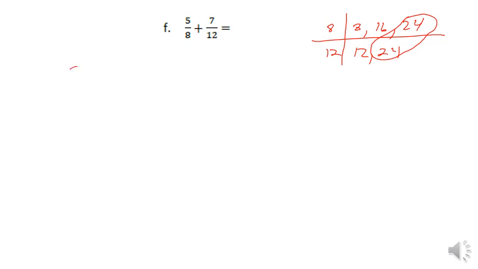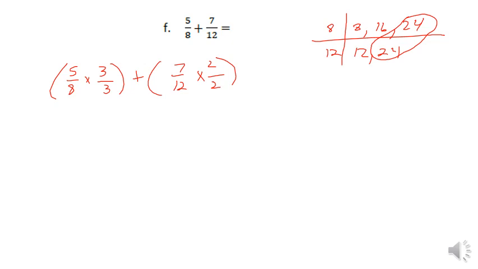So I'm going to start over here and go 5 8s. And now I have to multiply 8 times 3 to get 24. So that's what I'm going to do to change that equivalent. Then I have 7 12ths, and I know I have to multiply that by 2 to get 24. So multiply top by 2.